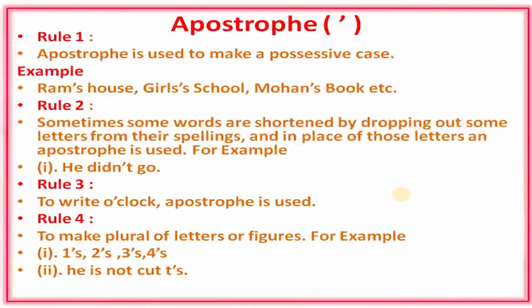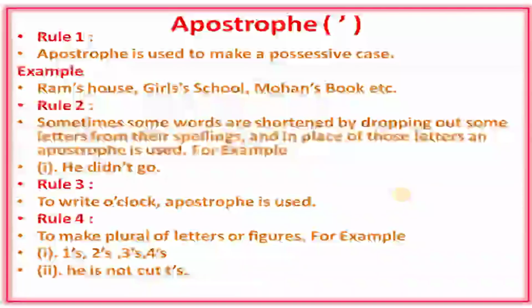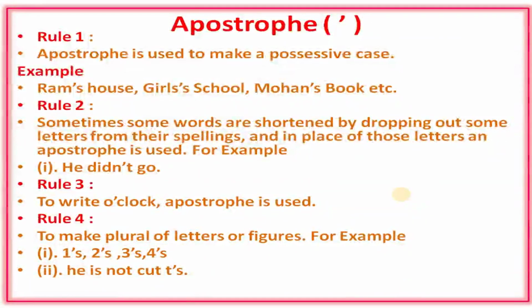Apostrophe. Rule number 1. Apostrophe is used to make a possessive case. Example, Ram's house, girls' school, Mohan's book, etc. Rule number 2. Sometimes some words are shortened by dropping some letters from their spellings, and in place of those letters an apostrophe is used. For example, he didn't go.